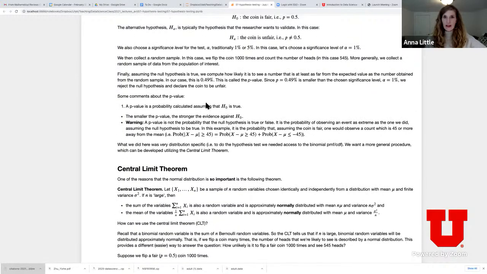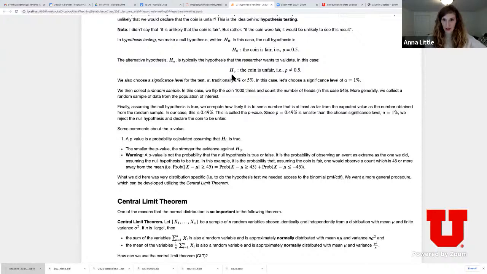In this example, the alternate hypothesis was that the coin was unfair. What we would say is that there is strong evidence that the coin is unfair, because if the null hypothesis were true, then there's only a 0.49% chance of observing an outcome as extreme as what we observed, and that's pretty small. Hopefully that answers your question.